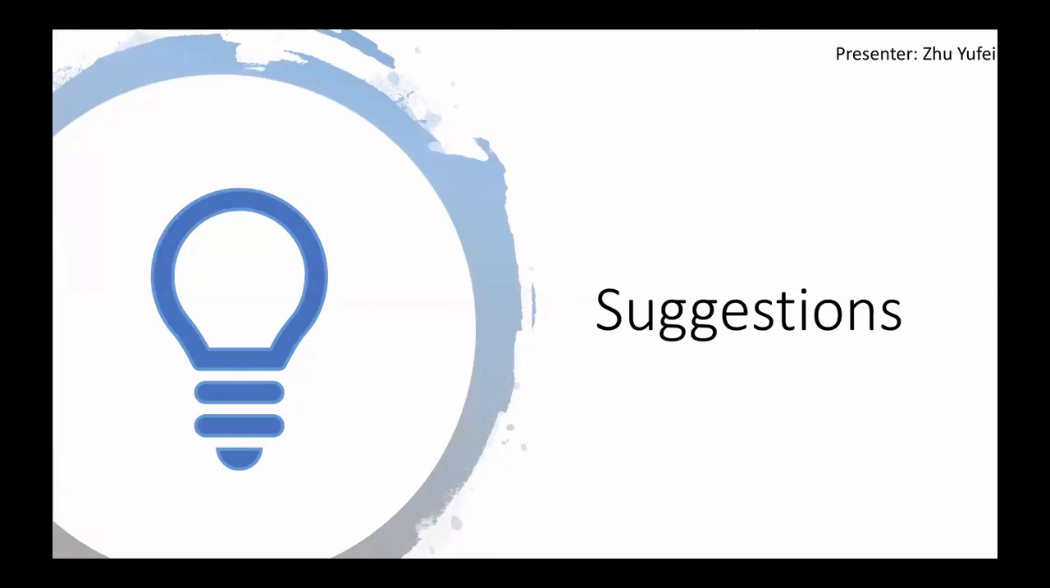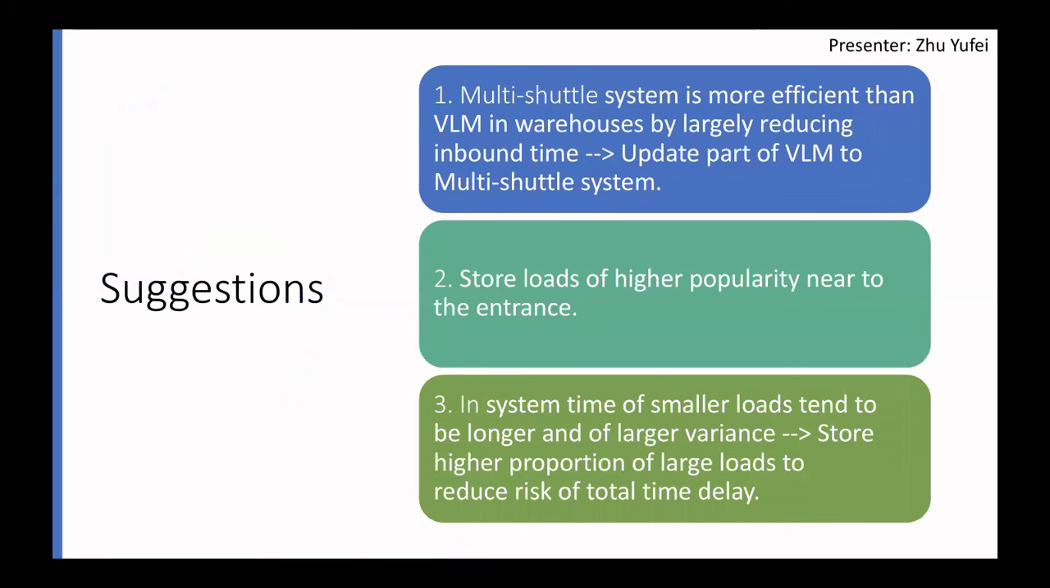From the findings above, we would like to give some suggestions to stakeholders of the warehouse system. Firstly, the multi-shuttle system is more efficient than the VLM system in warehouses by largely reducing inbound time. Thus, part of the VLM system is suggested to be updated to a multi-shuttle system in order to increase warehouse storage efficiency.